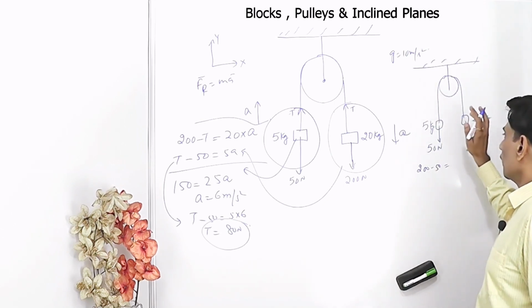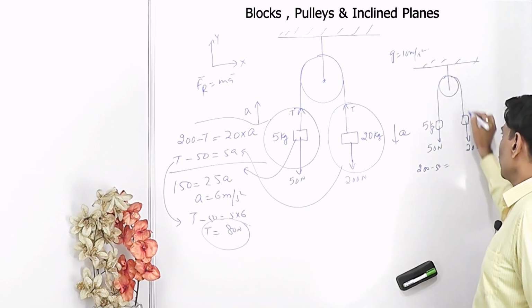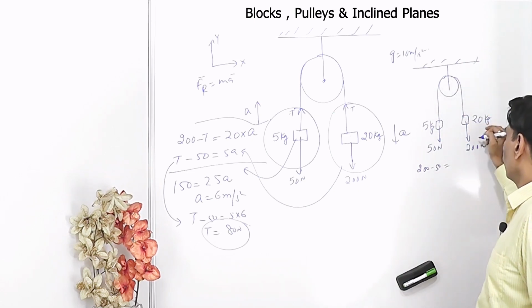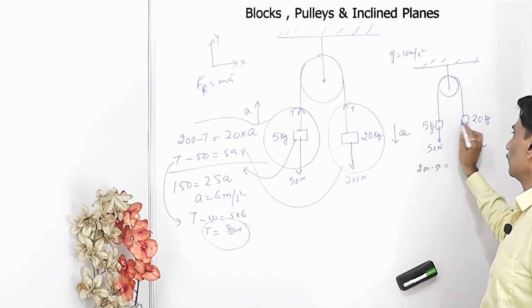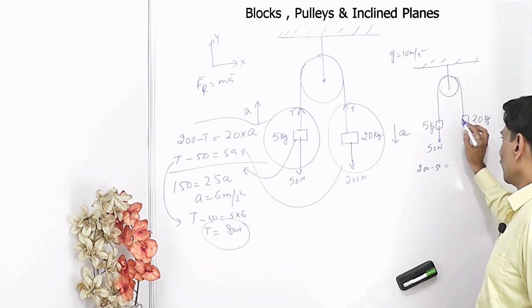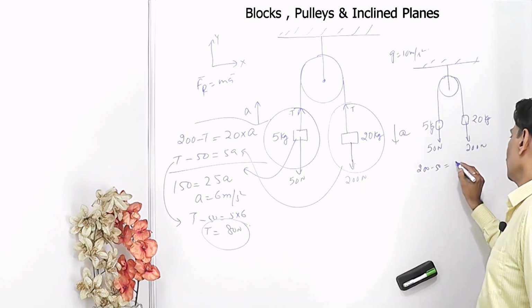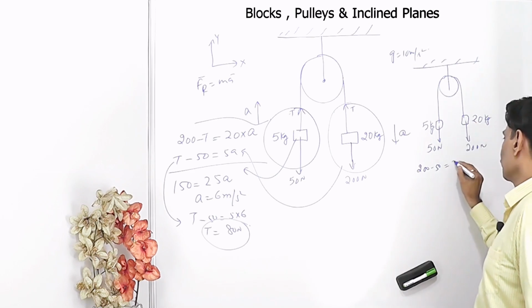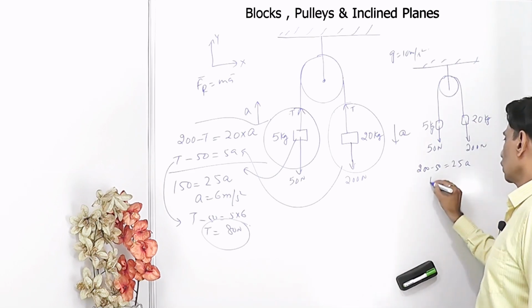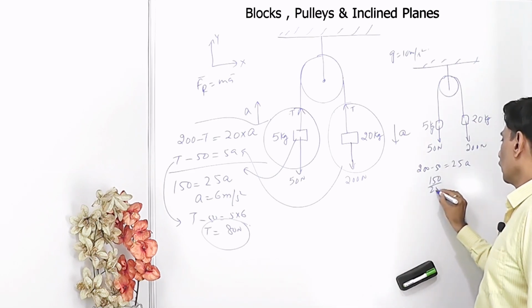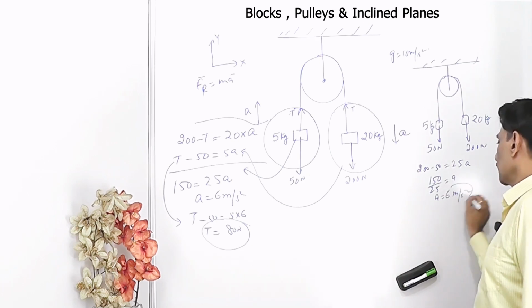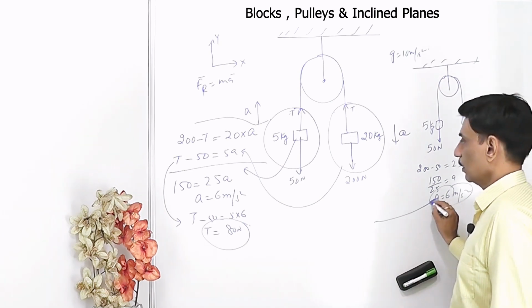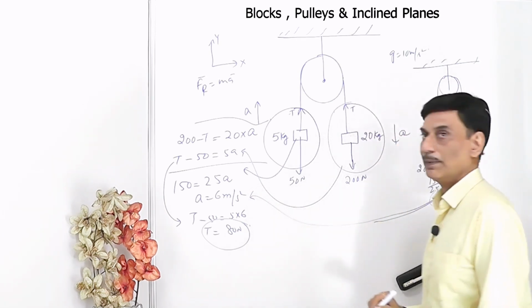So it is not just 20 kg or 5 kg, but we have taken the net force on this whole system of these two blocks. So the mass of both of them should be taken into consideration: 20 plus 5, that is 25, into A. So 150 by 25 is equal to A. So A comes out to be 6 meter per second square. You get the same answer.